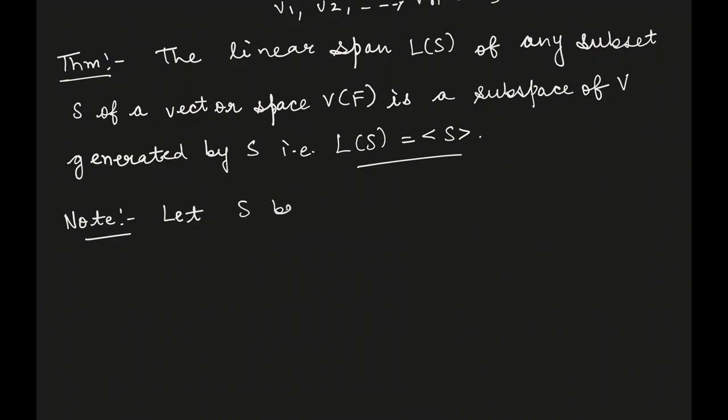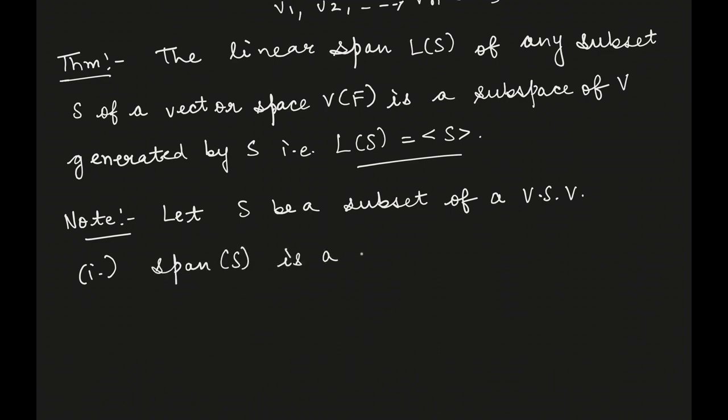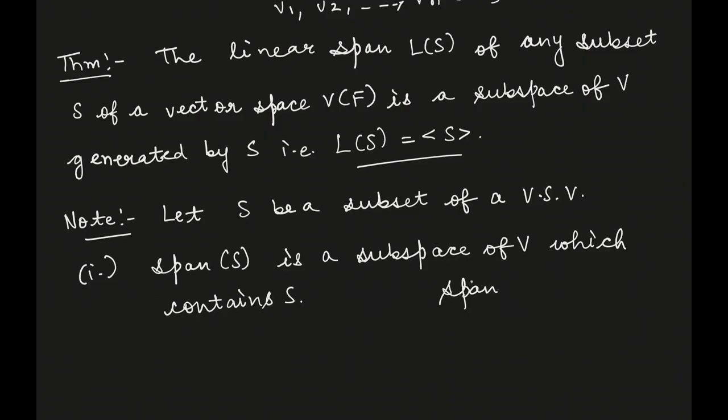Let S be a subset of a vector space V. The span of S is a subspace of V which contains S. Means span of S is a subspace of V, span of S is a subset of V and which contains S. S will be contained in the span of S because S contains finite elements and span of S contains all the possible linear combinations of these finite elements of this set S. So span of S is a subspace of V.